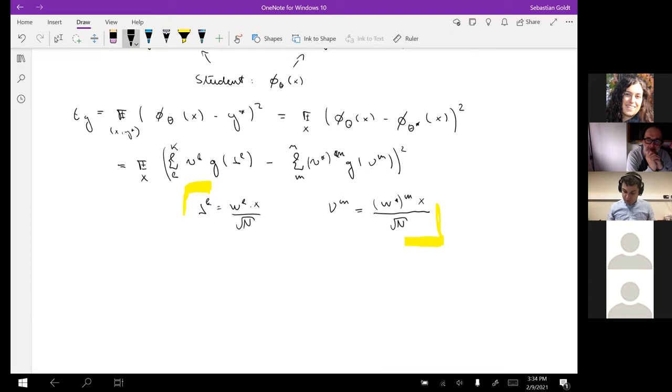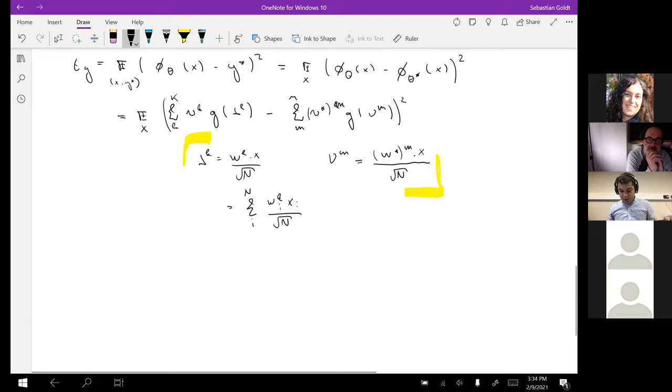These are high-dimensional products, right? I can write this out just for the student: these are sums up to N of w_ki times x_i, and each x_i is a Gaussian variable. So by the central limit theorem, both the lambda_k and the nu_m are jointly Gaussian.